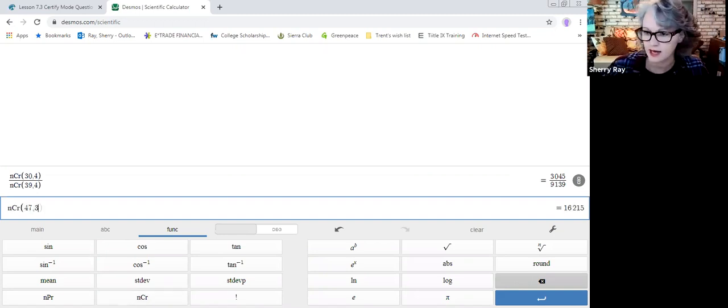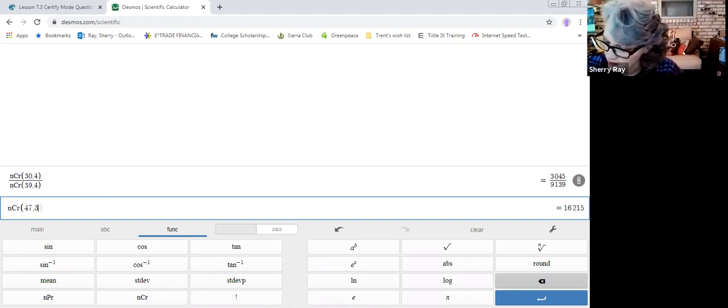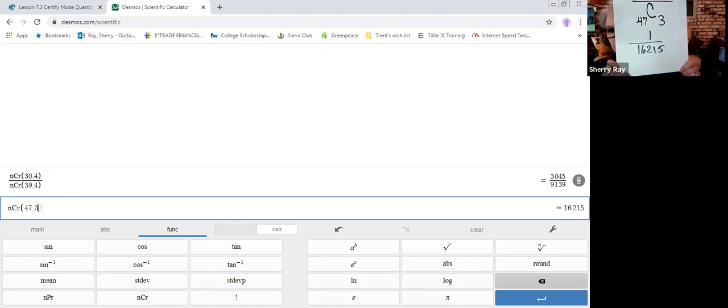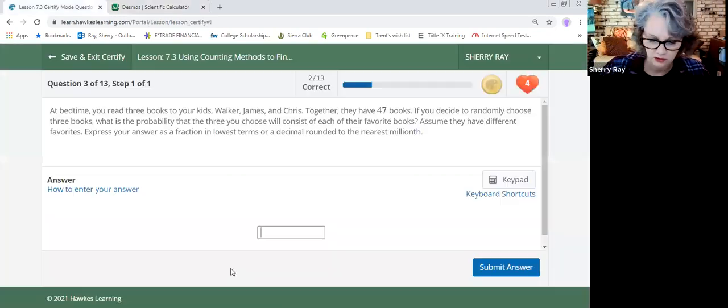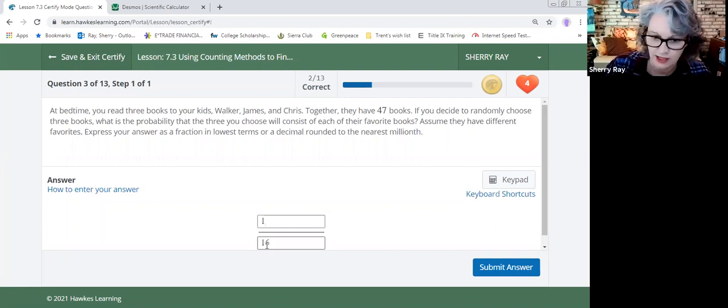That's 16,215. That will be in my denominator. Right here, this is going to be my solution. So I'm going to go back to Certify: 1 divided by 16,215.